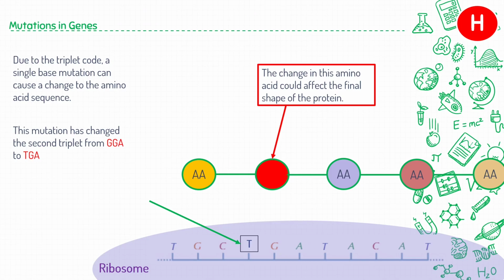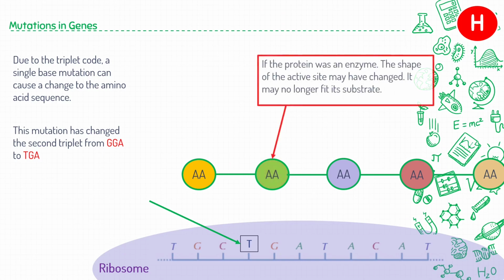It may also be present in a non-coding part of the gene, and cause no effect. However, if this mutation was in a coding part, and the protein was an enzyme, the shape of the active site may change, and the substrate might no longer fit.